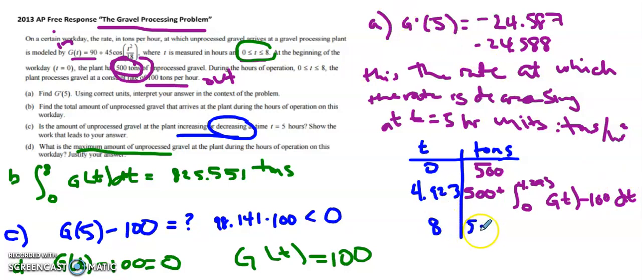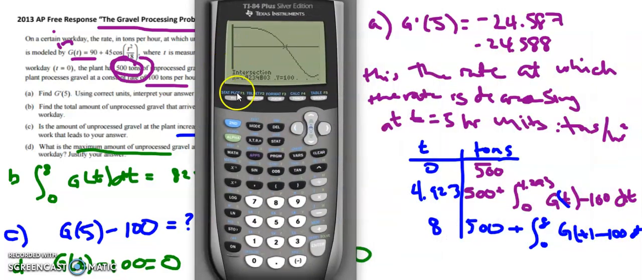And then here for 8, I've got 500 plus the integral from 0 to 8 of G minus 100 dt. So let's see what the easiest way to do this is. I'm thinking if I put G of t minus 100 in my graph screen on my TI, let's try that. I go over here to my graph screen and I have G of t, let's subtract out 100. That is going to be my integrand. And I don't need to see the graph. I just needed that equation in the y1.